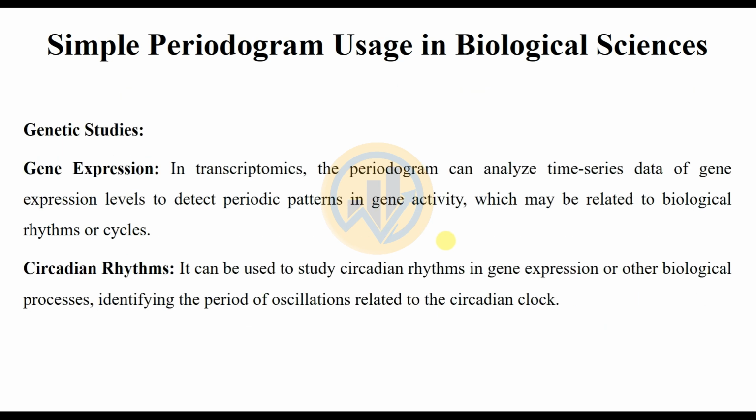Genetic studies, gene expression and transcription: the periodogram can analyze time series data of gene expression levels to detect periodic patterns in gene activity, which may be related to biological rhythms or cycles. Circadian rhythms: it can be used to study circadian rhythms in gene expression or other biological processes, identifying the periodic oscillations related to the circadian clock.